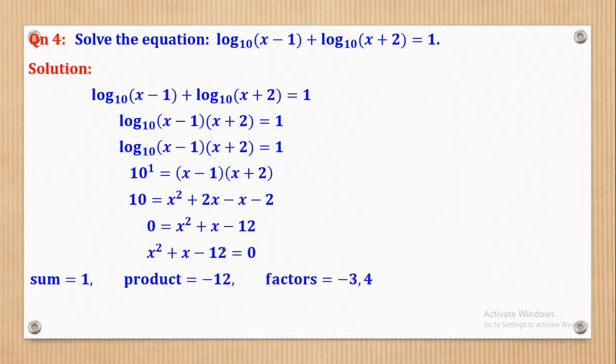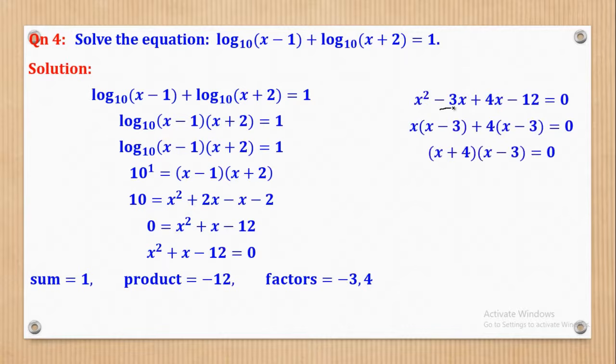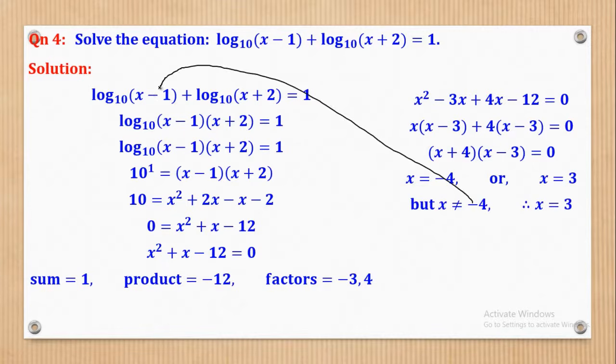You either factorize or use the bulldozer method to get the values of x. So when I factorize, I'll come up with those two factors, which are negative 3 and positive 4. So in the end, I'll come up with x plus 4 multiplied by x minus 3 equal to 0. Therefore, x is equal to negative 4 or x is equal to 3. But we know that this one cannot be negative. Why? Because if I put this value here, it will become log base 10 of a negative number, which is impossible. Therefore, it is the positive value which is correct.